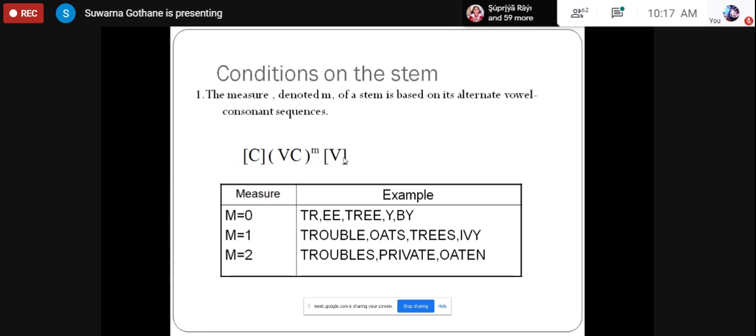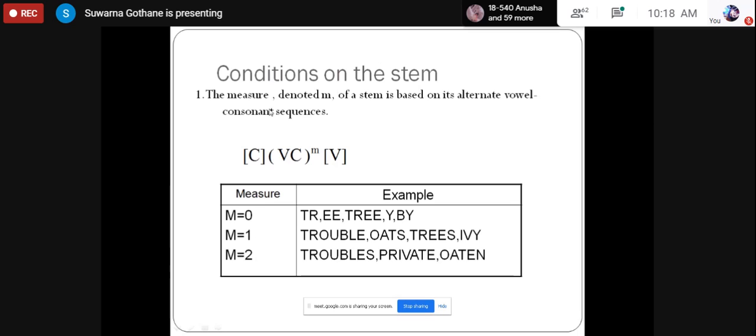So how to identify this m? Suppose, for example, we have certain words. When is it called m equals 0, when is it called m equals 1, or when is it called m equals 2? As I discussed, V stands for vowel and C stands for consonants. We only have five vowels: A, E, I, O, U.